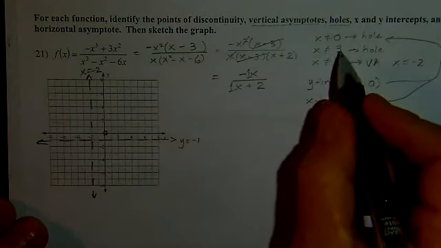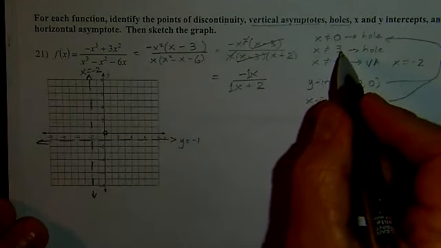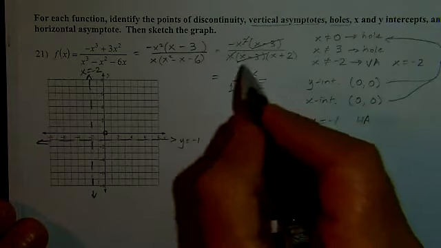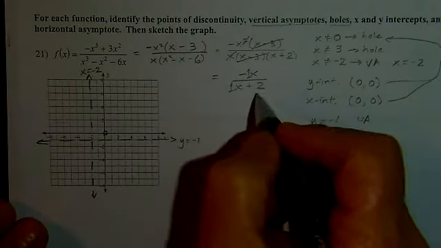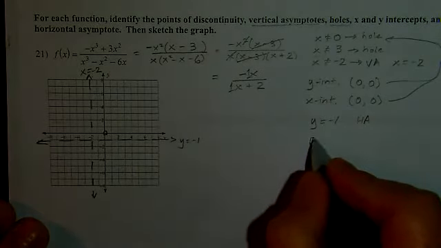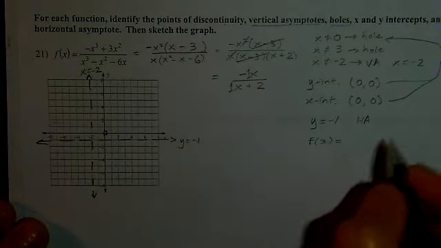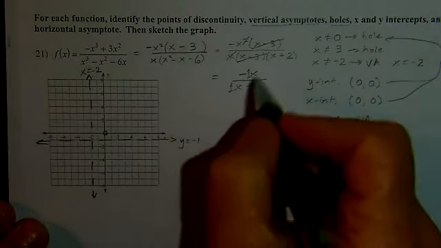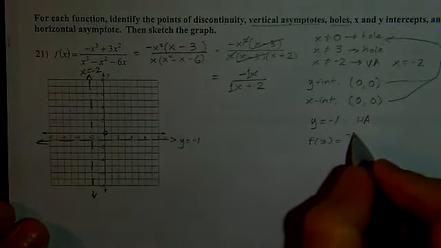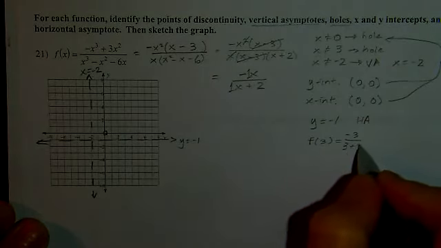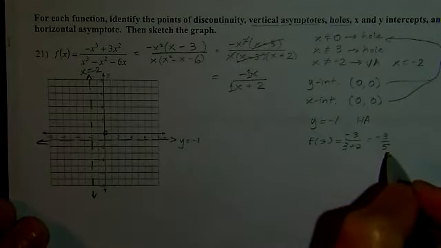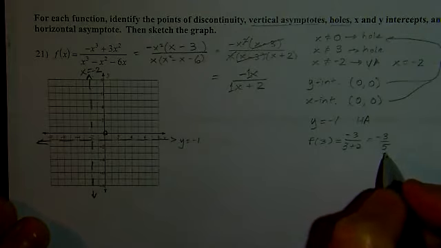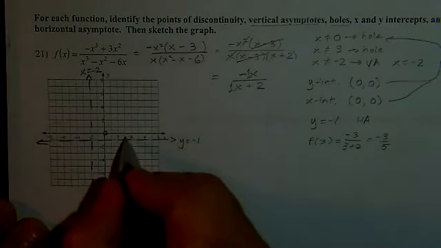There's also a hole at 3. How are we going to find where that hole is? Well, it always comes back to this function after we cancel everything out. We put that number into that function and find out what it is. So f of 3 is -3 divided by 3 plus 2, so that's -3 over 5. That's a fraction, a little bit less than -1. So if we go over here to 3, then we also have a hole right there.